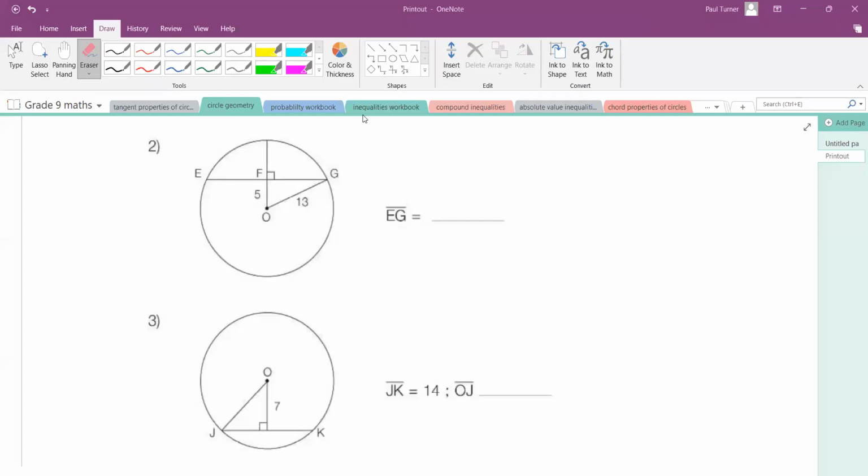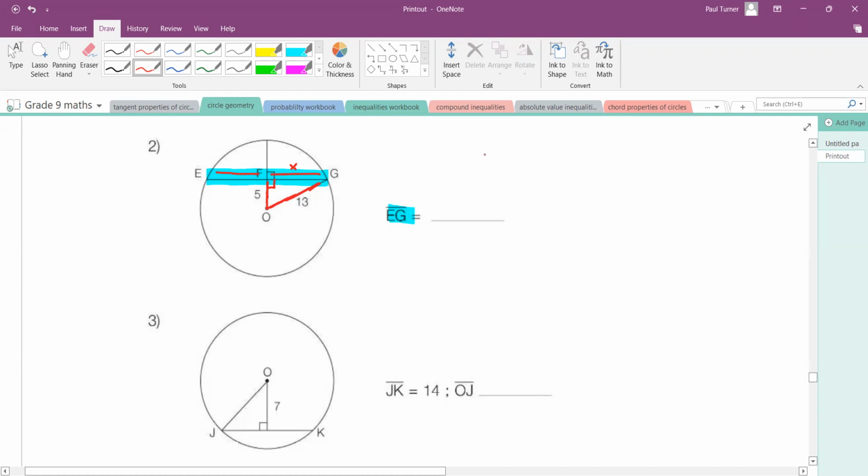Right, so in question 2, we have EG being the length that we need to find. We note that in this question that the radius OG is 13 and FO is 5. And this will, of course, be a right angle here. So if we can find this length here, we'll just need to double it to find the length of EG, okay? So let's find this X here.